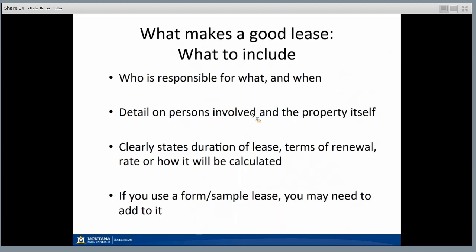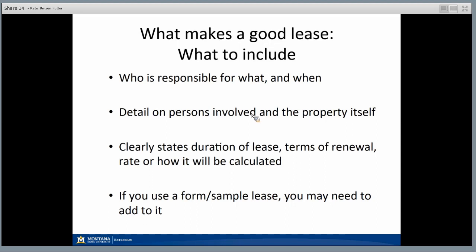You want to clearly state the duration of the lease, how it's going to get renewed, and the rate or how it'll be calculated. So I'll talk about some different ways that you can calculate a lease rate. And so if you are using a variable rate lease, so one that changes from year to year based on prices or production, you really want to lay out how that calculation is going to happen.